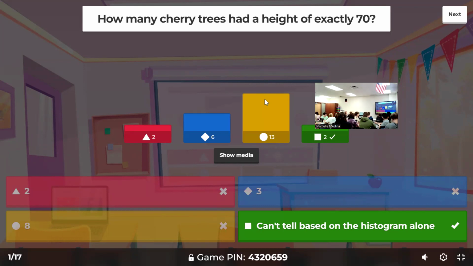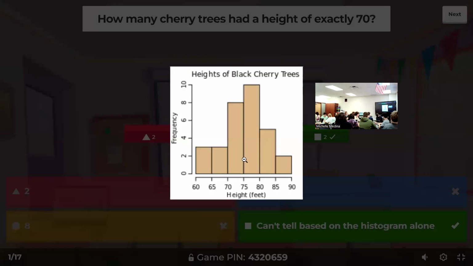Okay, so the correct answer is green. Only 2 people got it right. This is one of the 3 data displays that you should be familiar with by now. So what type of graph are you seeing right now? A histogram, good. So it's not just like your typical bar graph.